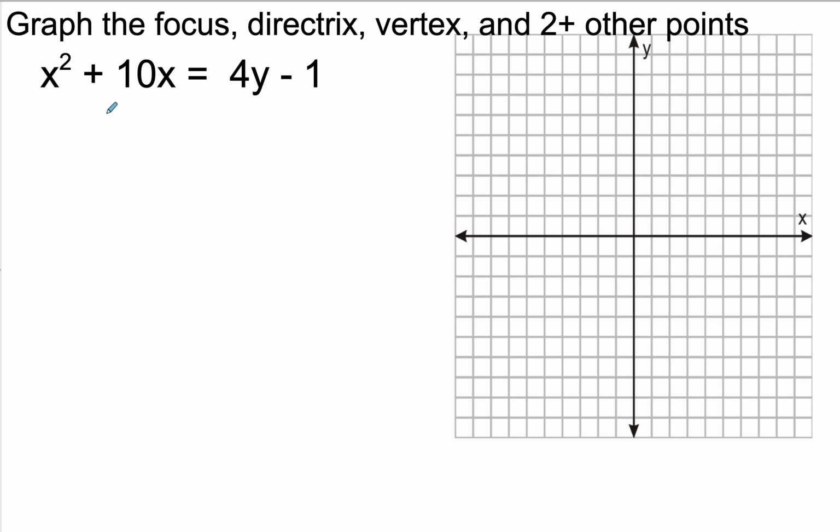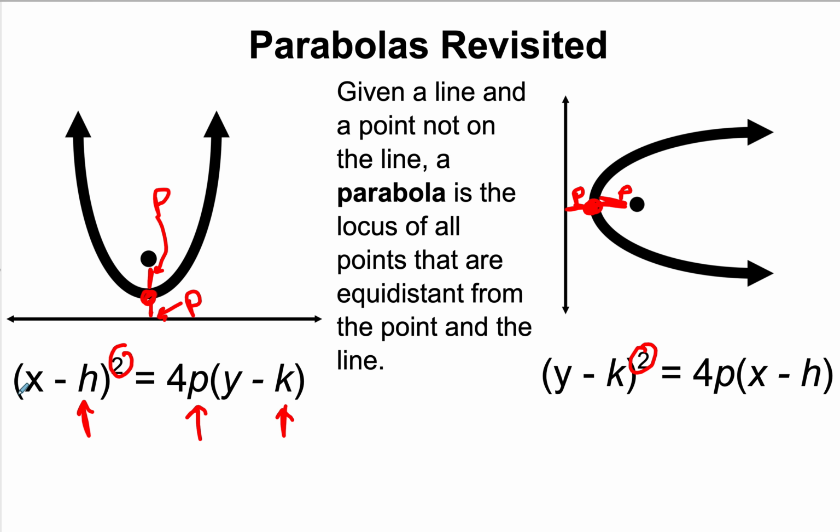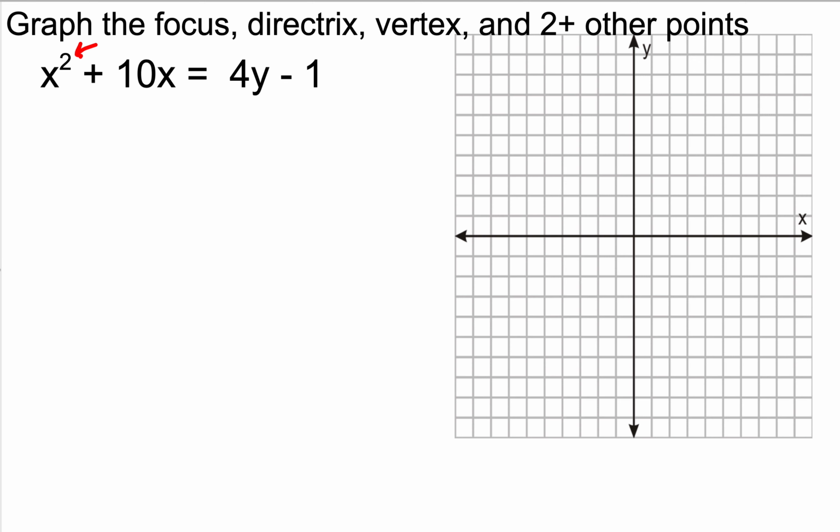And so here we're going to do the same thing. The trick is, look at what is squared. Here, there the x was squared. So my goal is to make it look like this. If the y was squared, I would make it look like the other one. So here we go.